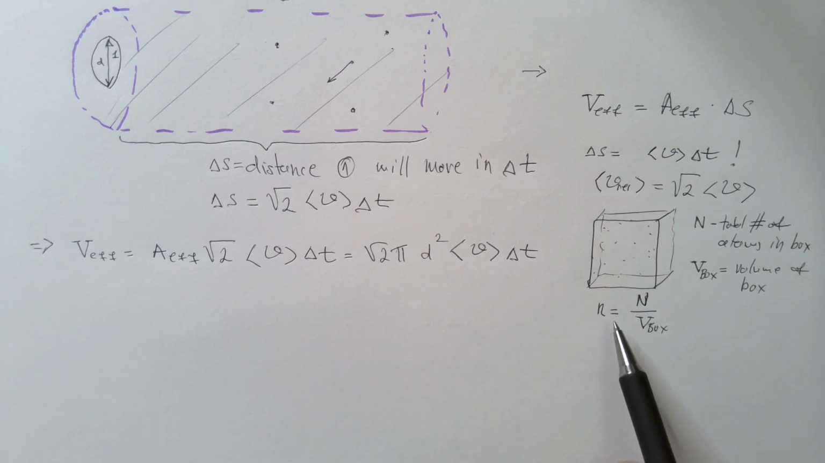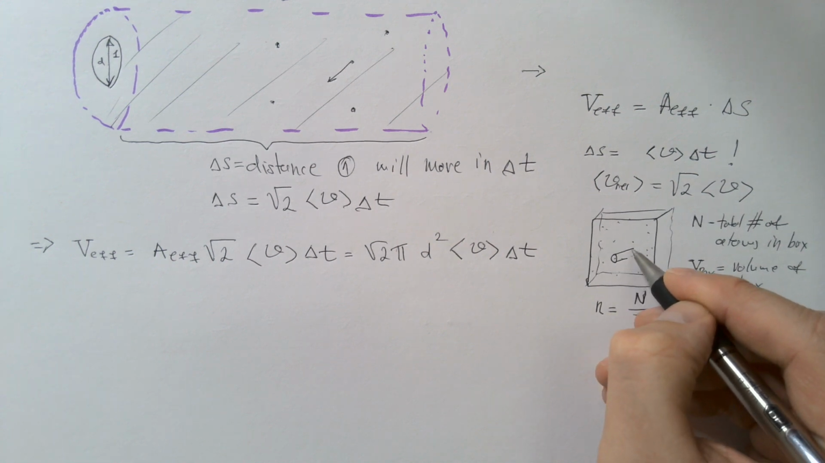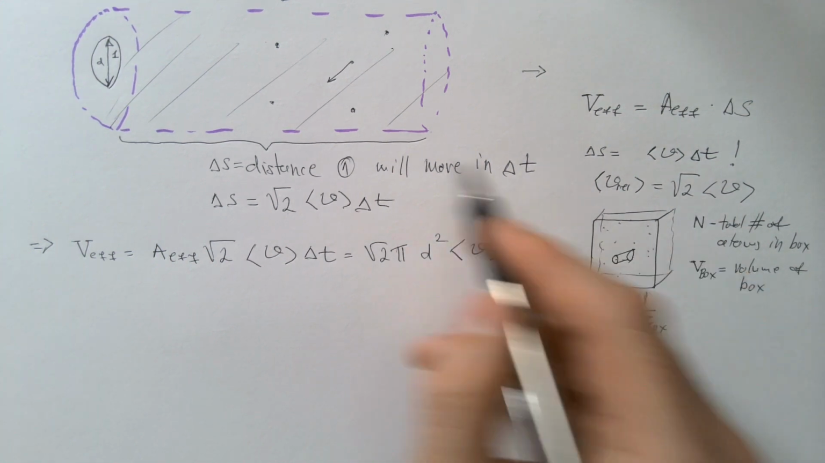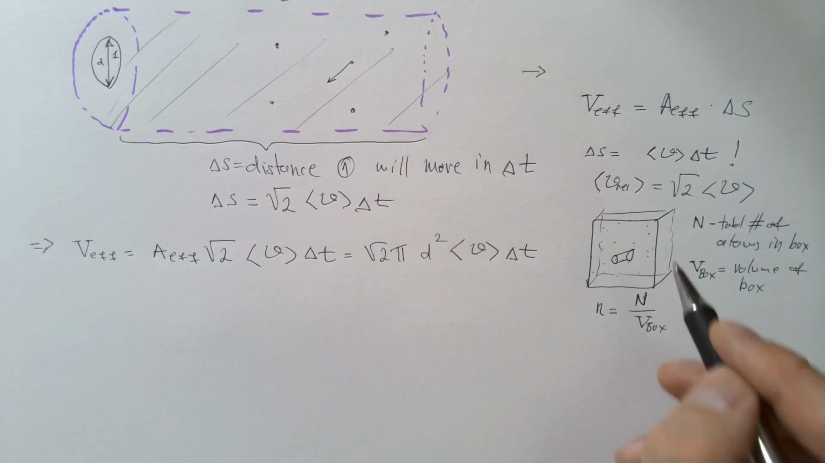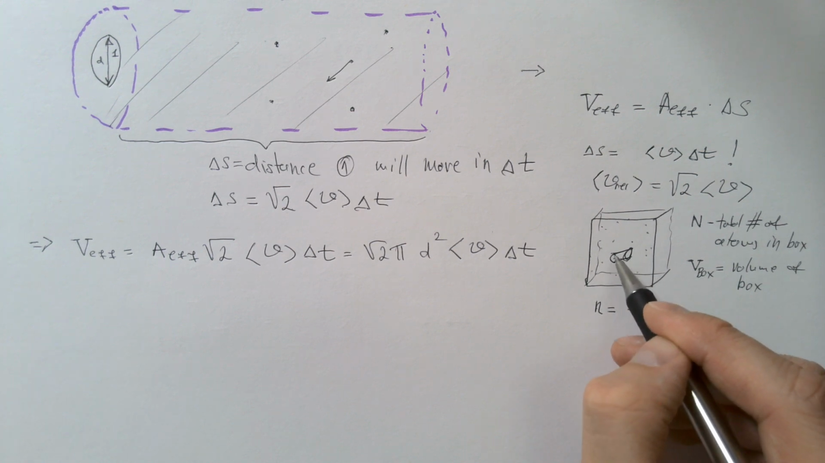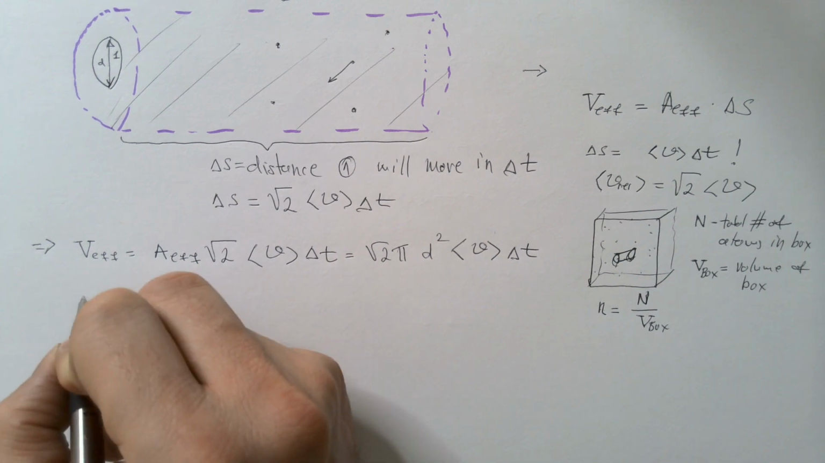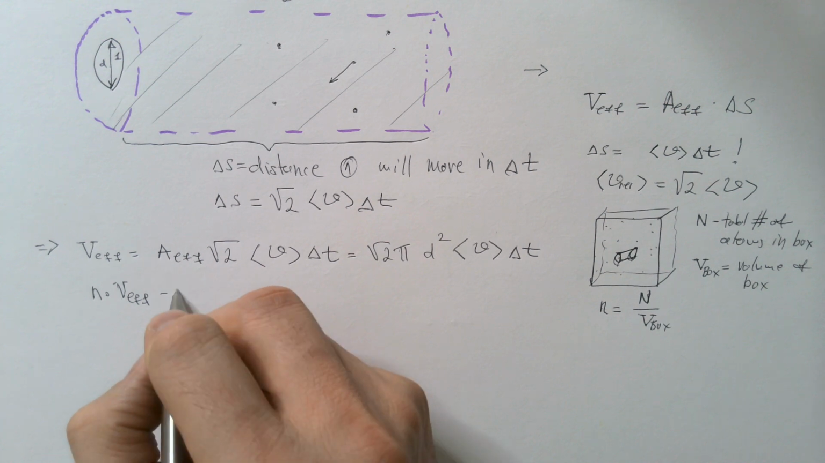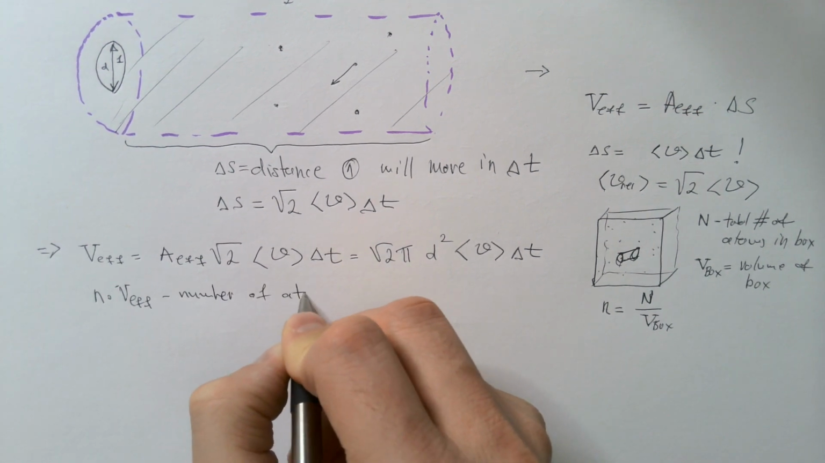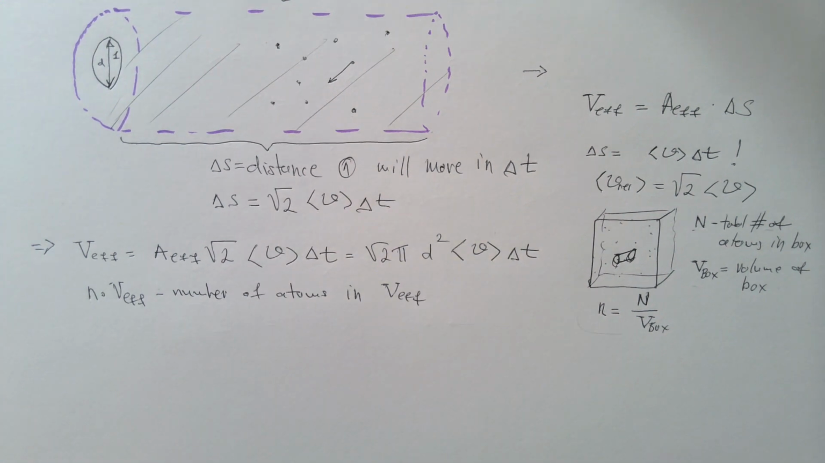Therefore, number of atoms in any part of this box, and that could be this effective volume, is equal to this n times volume of this subdomain. That should be clear. So n times V effective is number of atoms in effective volume. Now we have to deliver the final blow, and that is the following.